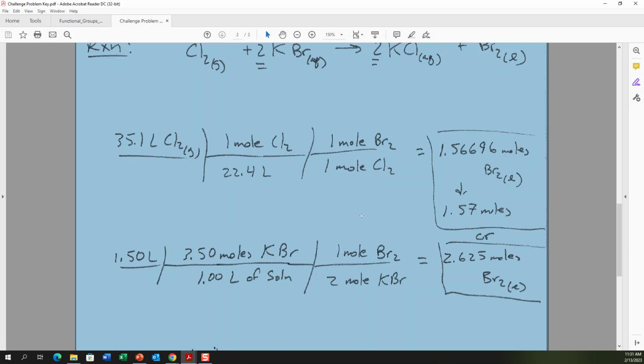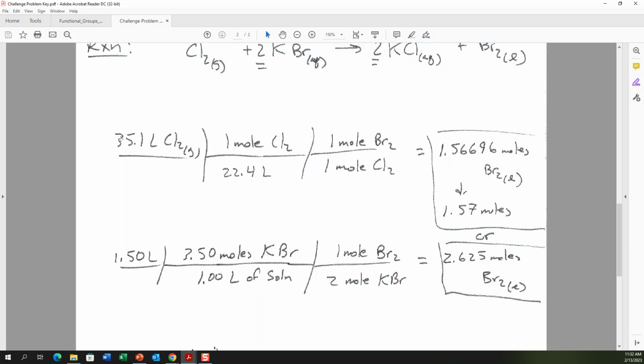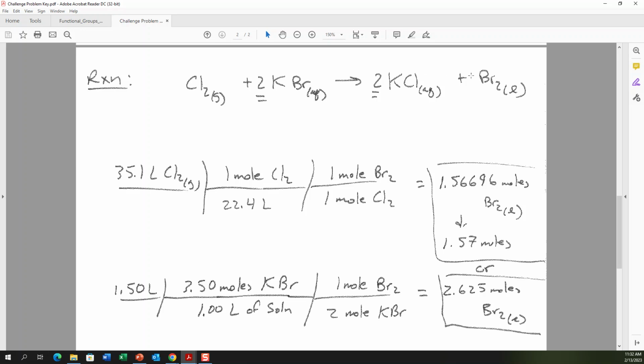So for the chlorine gas, we had 35.1 liters of chlorine at STP. If we take that volume and divide it by 22.4, that'll give us moles of chlorine, and then times the 1-to-1 ratio up here in our balanced equation, that would cancel out moles of chlorine and give us moles of bromine.